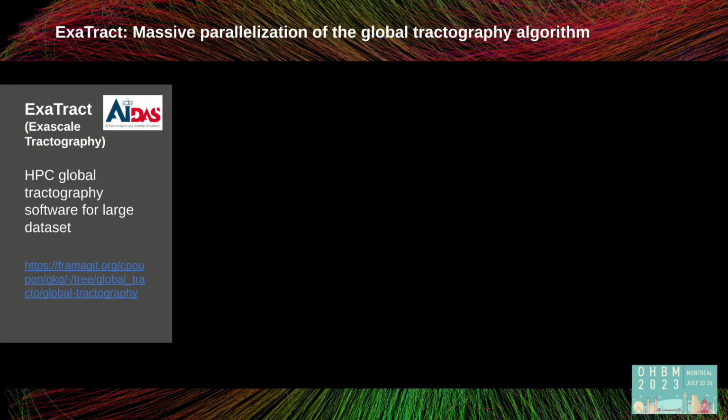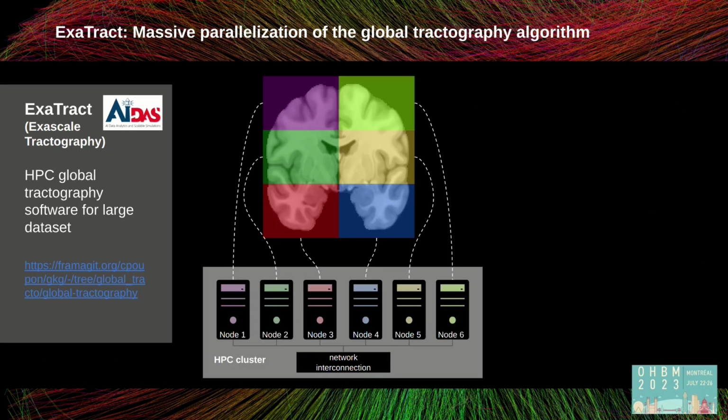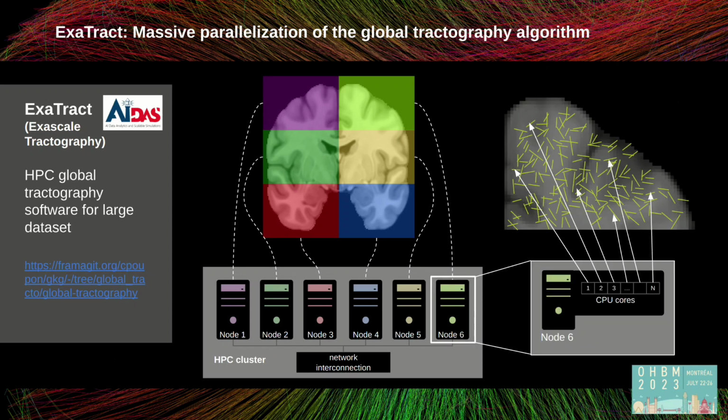The basic idea is to parallelize the algorithm at two levels. First, at the level of the nodes of a supercomputer: we split the brain into as many partitions as we have nodes on the supercomputer. And second, at the level within a node itself. Each node is composed of several CPU cores, and we spread the tasks to perform across the CPU cores. We then assign all the spin glass modifications that we need to do.